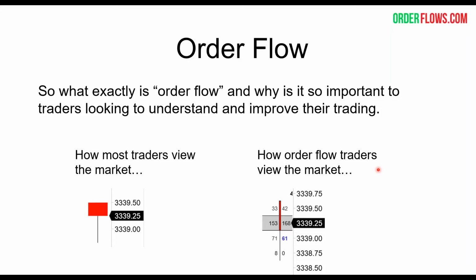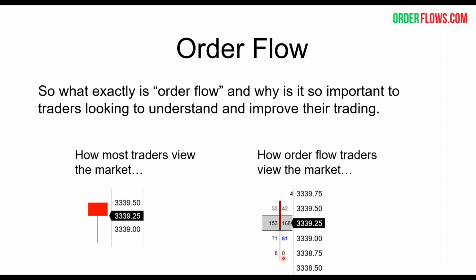So what exactly is order flow and why is it important to traders? Well, most traders, like I said, look at a market almost two-dimensionally, right? You just see, okay, it traded 39 and a half, the low is 38 and three quarters, and we closed at 39 and a quarter. But order flow traders will see that most of the volume occurred at 39 and a quarter. It did trade up to 39 and a half, there was some decent volume, but at 38 and three quarters, it traded 8 contracts. So it's very light.